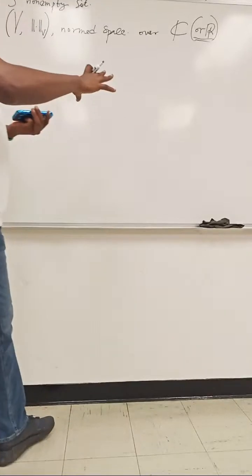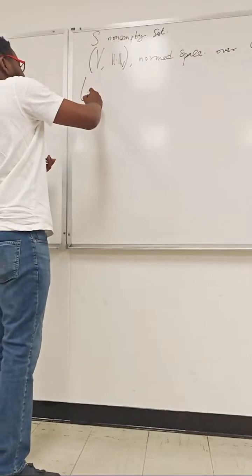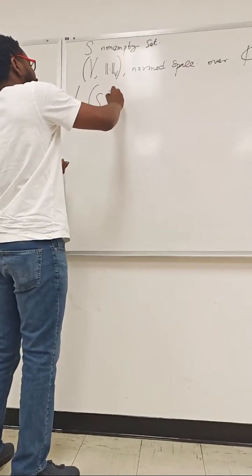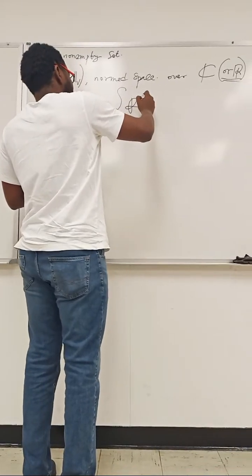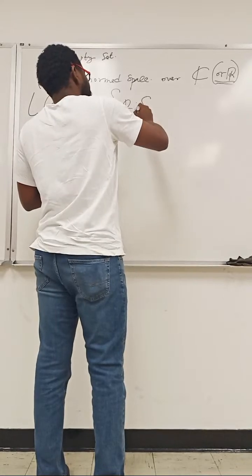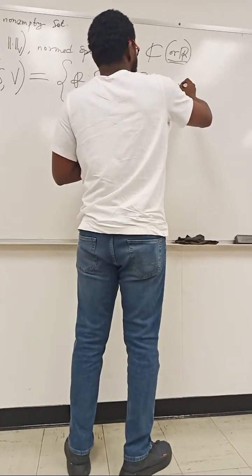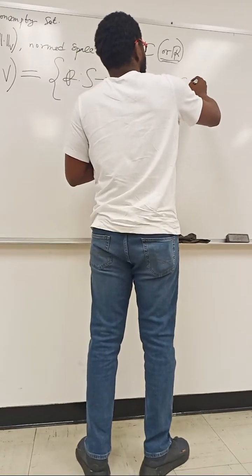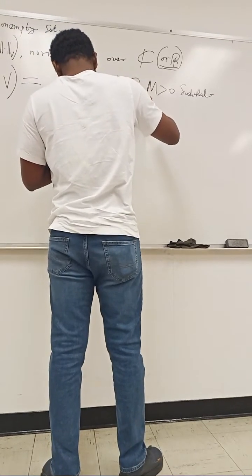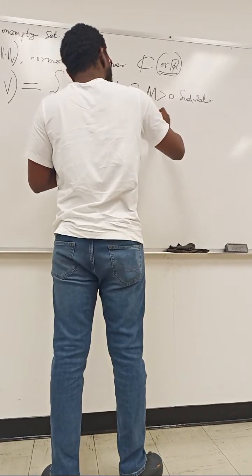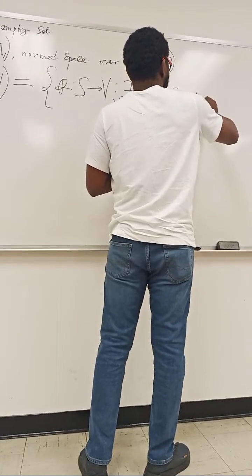It does not matter because if you work on C, you can easily do the one on R. Then we now define L infinity of S of V to be equal to the set of functions f from S to V such that there exists M positive such that for all x in S, the norm of f of x with respect to V is less than or equal to M.